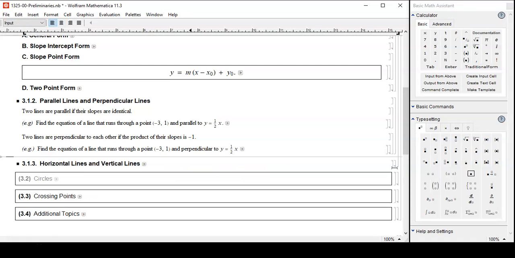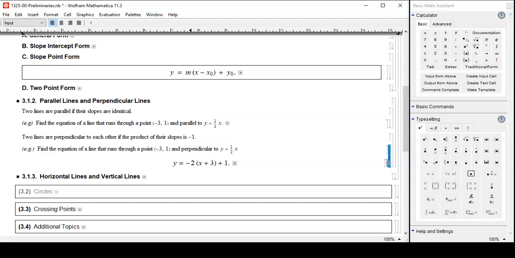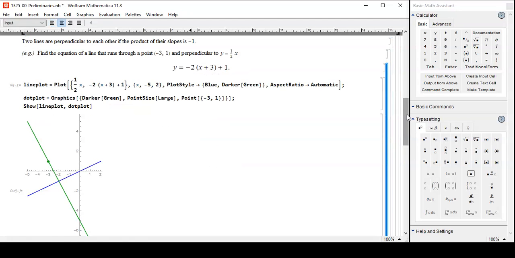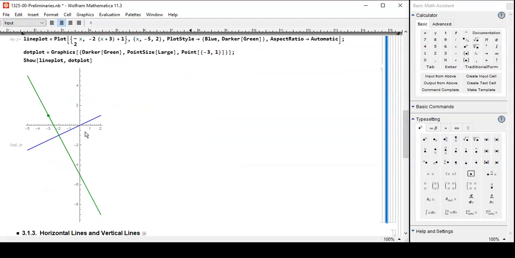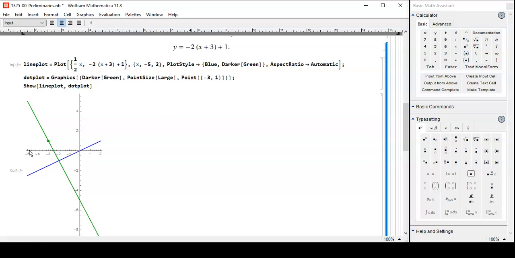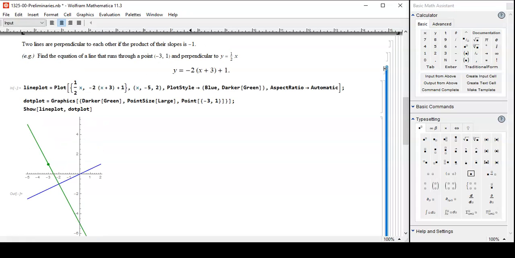Let's see. Here's the answer. Here's the visualization. So running through this point, -3, 1, and perpendicular to this original line. And yeah, there you go. Previously, I had a parallel line like this, going this way.